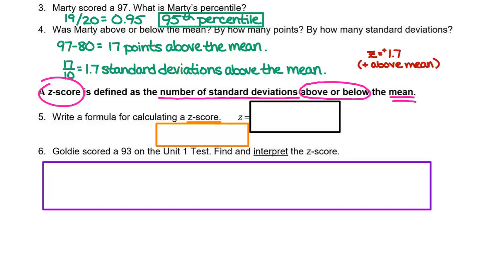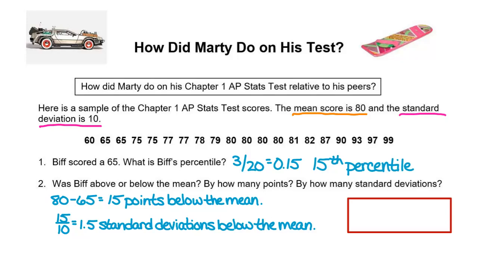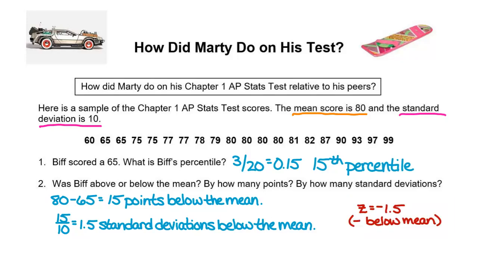So what would Biff's z-score be? I'm sorry, I didn't hear. Negative 1.5. So negative meaning below the mean.